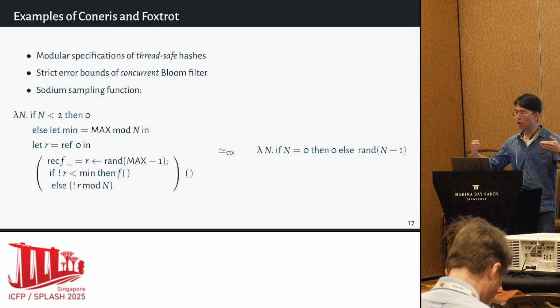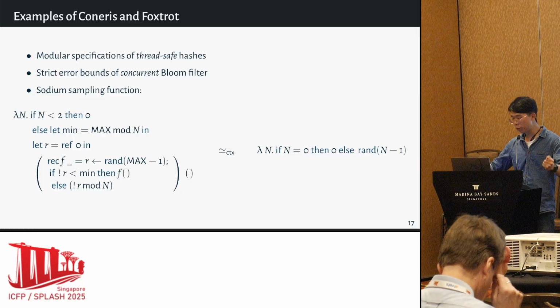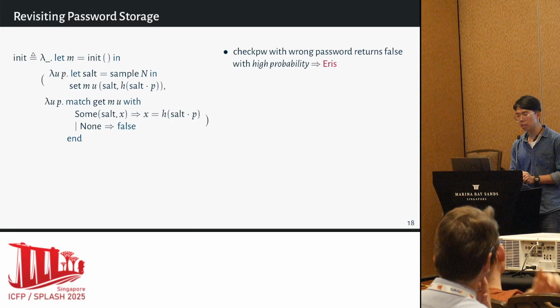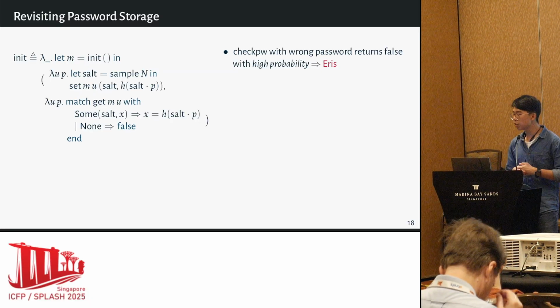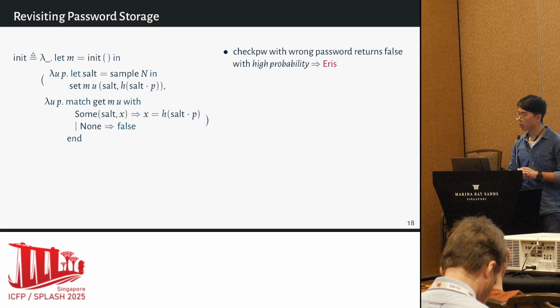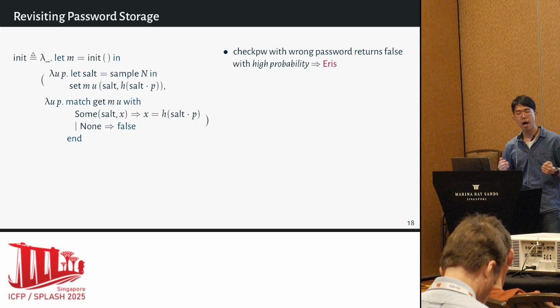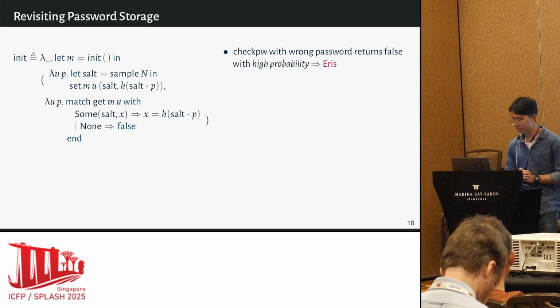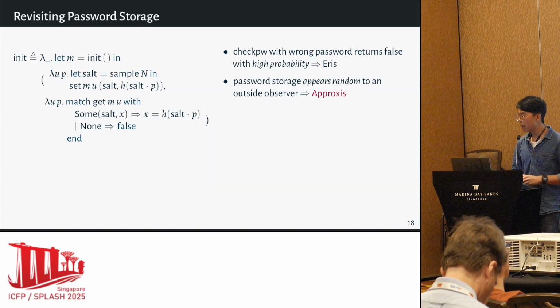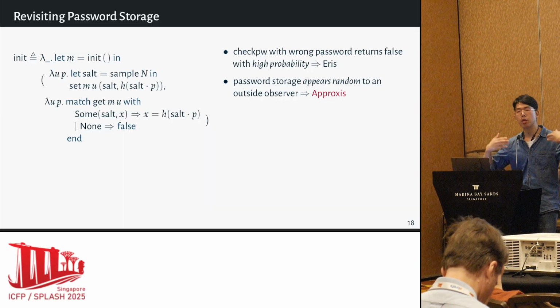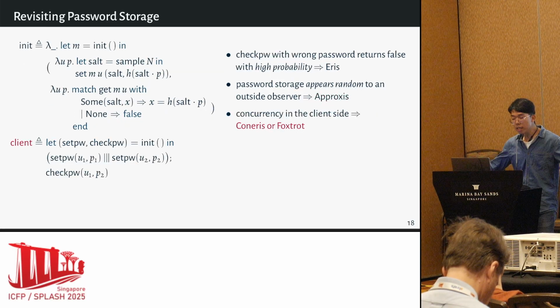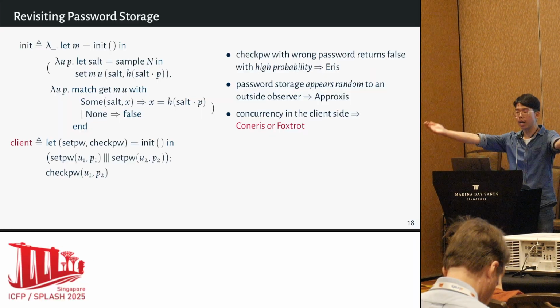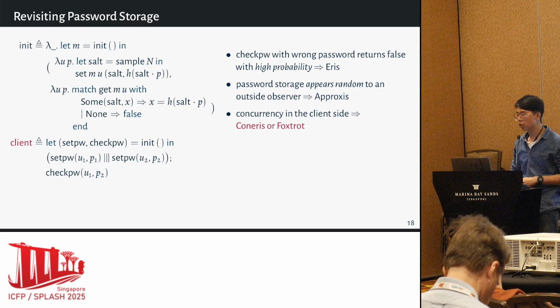Now that I've introduced you to a couple of logics, let us take a step back and consider our original problem and ask, can we prove the properties of this password storage system? The answer is that if we just want to prove the first property, where checking the password with the wrong password returns false with high probability, we can express that as an error-bound result, and we can use Eris to verify it. For the property where we want to reason about the password storage appearing random to an outside attacker or observer, this can be stated as a relational property, and we can use Approxis to prove it. In the case where we even have concurrency on the client side, we can now use Conciliator or Foxtrot to prove the same properties.